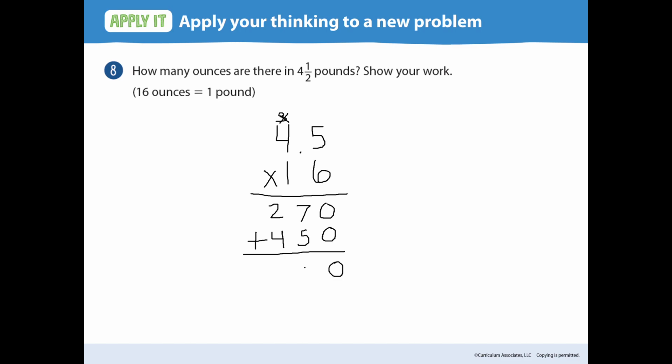And when I add together, I get 0. 7 plus 5 is 12. Carry my 1, 4, 5, 6, 7. And I have 1 decimal place in my problem. So I put 1 decimal place in my answer. And I get 72 this way as well. So this is a great way that you can check your work to make sure you did it correctly. If you get the same answer doing the work in 2 different ways, then there's a good chance that your answer is correct.